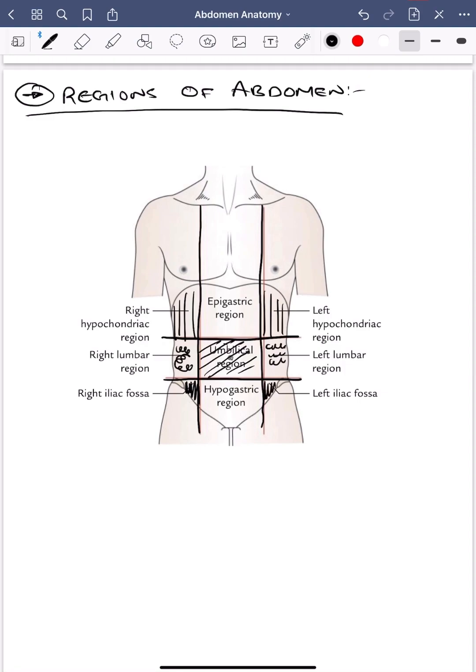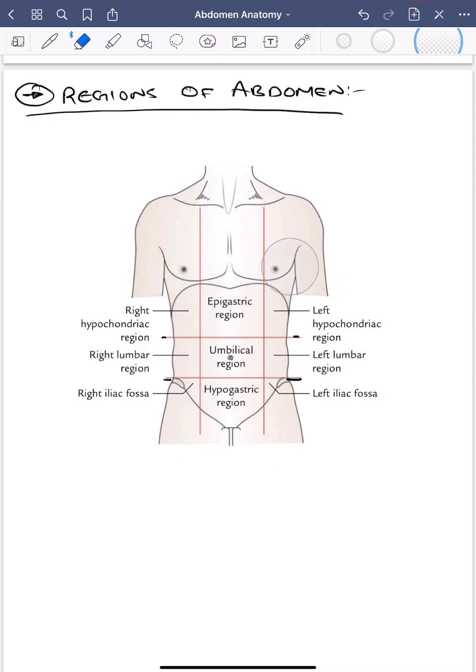Now the importance is, you need to have an idea of where each organ is placed. So for example, a specific organ occupies which regions of the abdomen. So this helps you when you go into your clinics, and for people who want to do surgery, you need to have an idea of the regions of the abdomen.